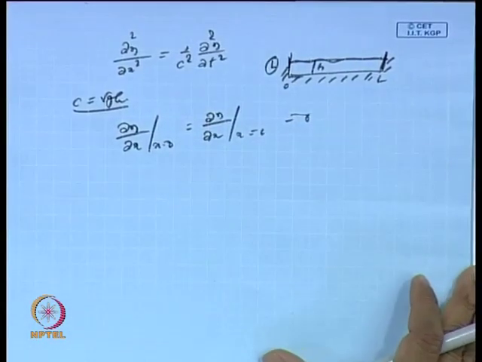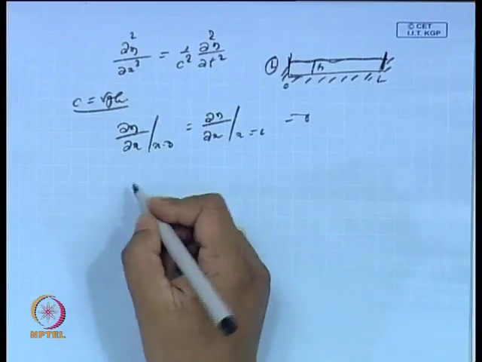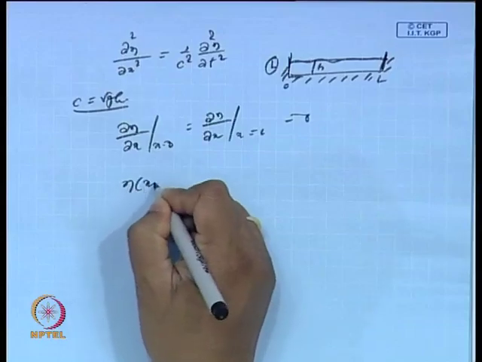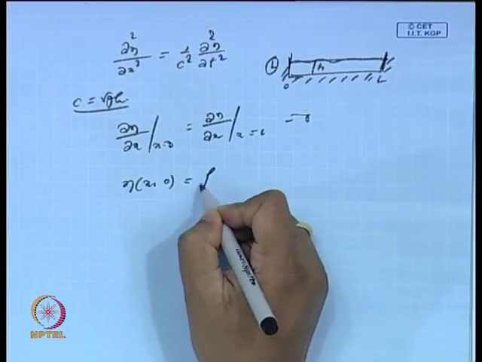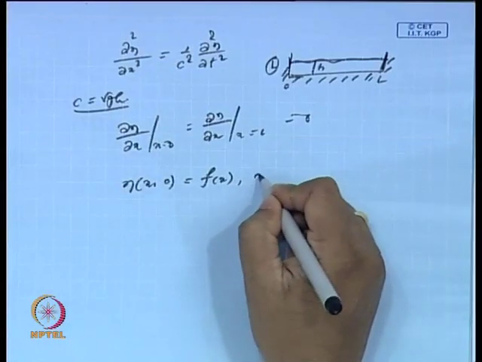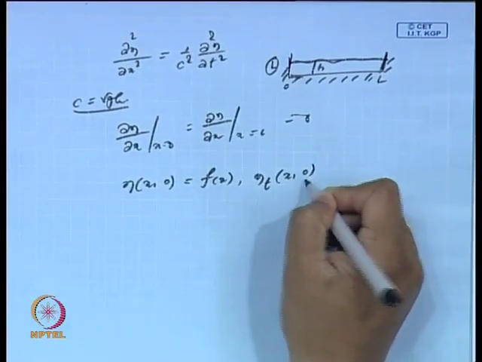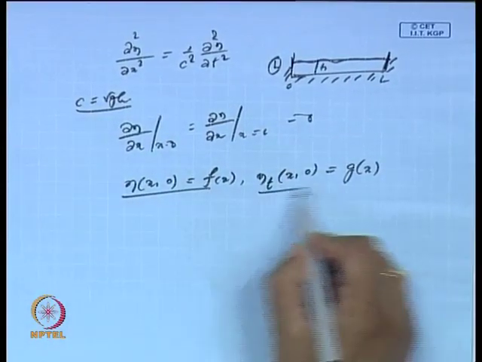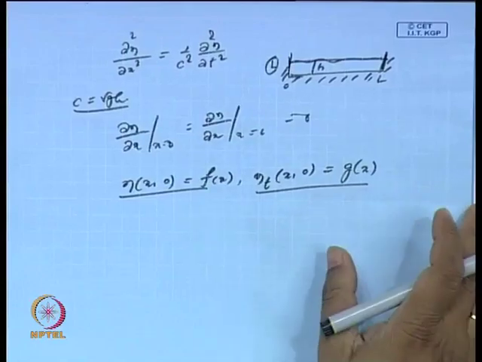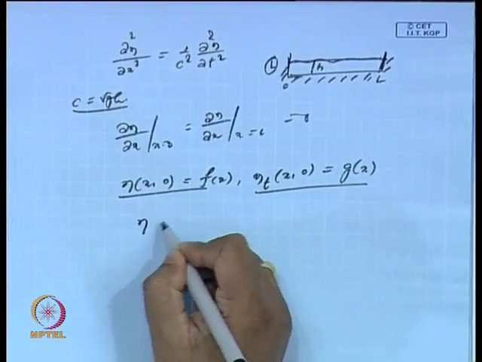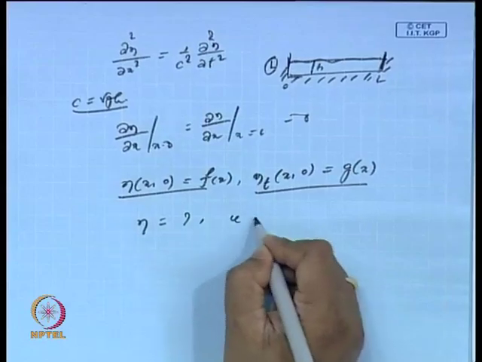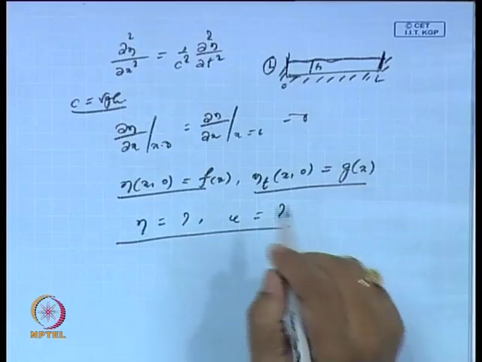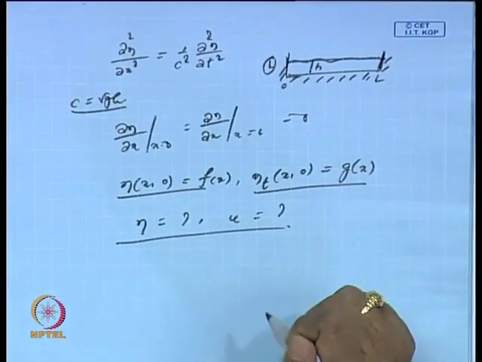Now, I again take two initial conditions. Suppose eta(x, 0), the displacement, is f of x at t equal to 0, and eta_t(x, 0) is equal to g of x. Suppose these are the initial data at time t equal to 0. So, we are looking into what will happen to eta and then what will happen to u. Because once we know eta you can know u or vice versa. So, let us concentrate on knowing what exactly eta is.